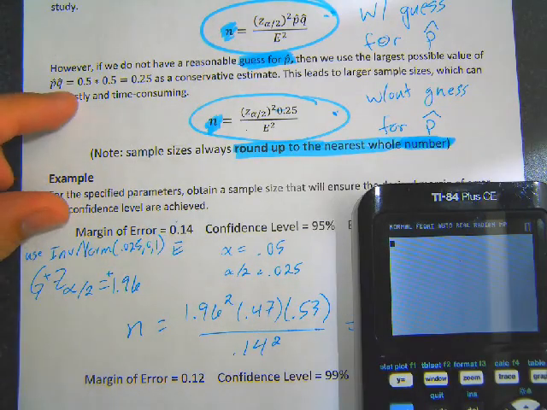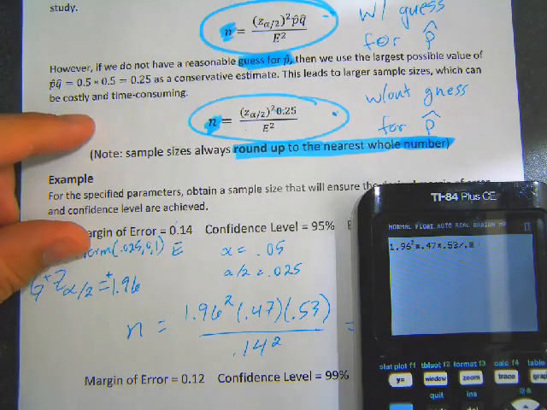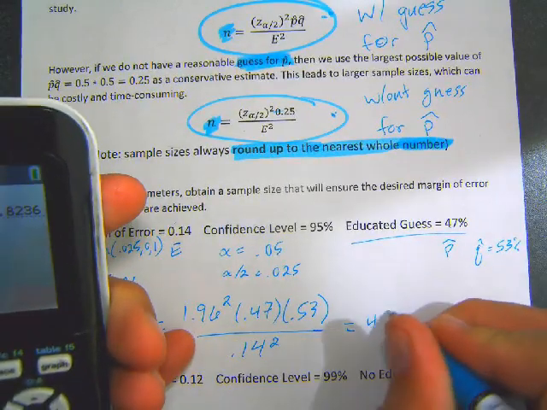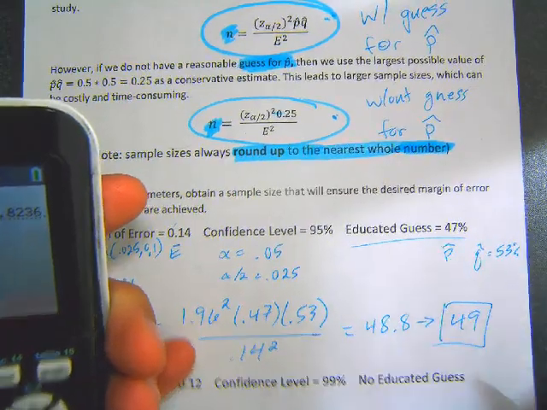Okay, so we have 1.96 squared times 0.47 times 0.53, and then divided by 0.14 squared. Squares will happen first. You put it in this order, multiplication happens before you divide, which is what we want. So you really don't need any parentheses, you can just type it in just like that and get your answer, which in this case is 48.8. But again, we always round it up, so we get 49. So you need to have at least 49 sampled.